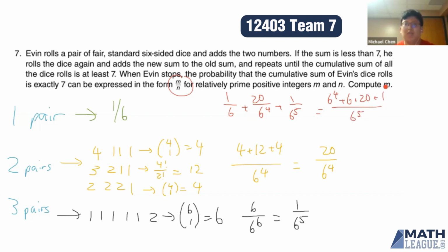We note that because of the 1 at the end, the numerator and the denominator are already relatively prime, and therefore we can see that m is going to be equal to 6 to the 4th plus 6 times 20 plus 1, which is equal to 1296 plus 121, and that's 1,417. So that means that our value for m is going to be 1,417.